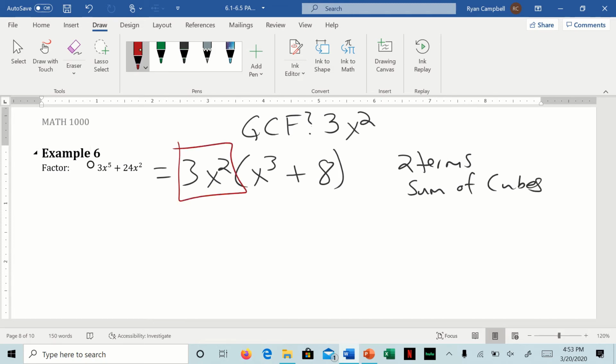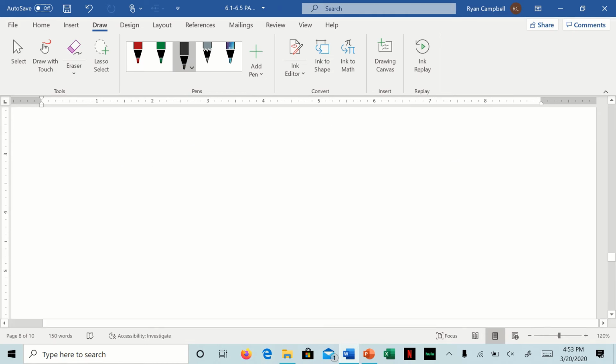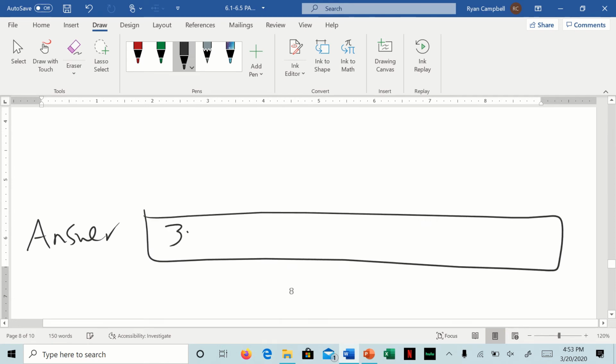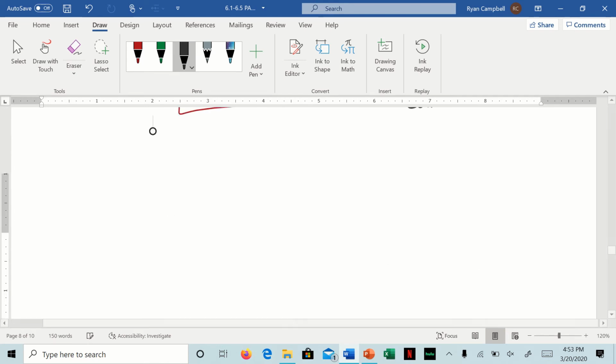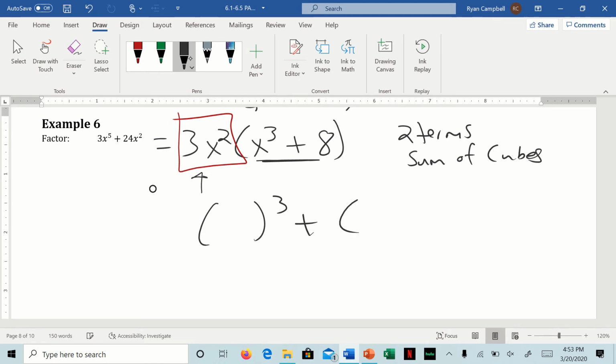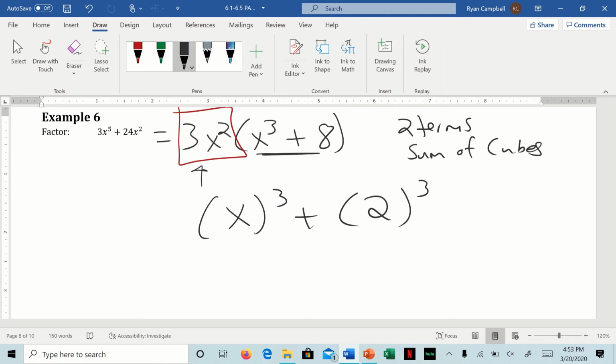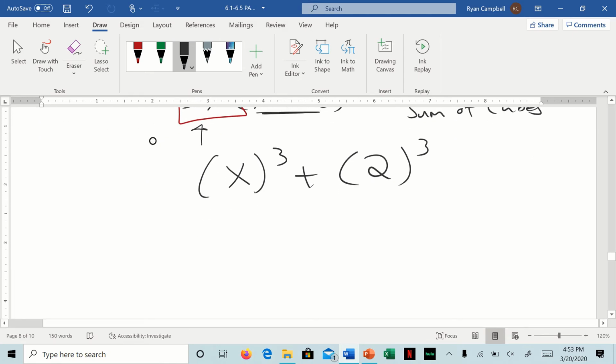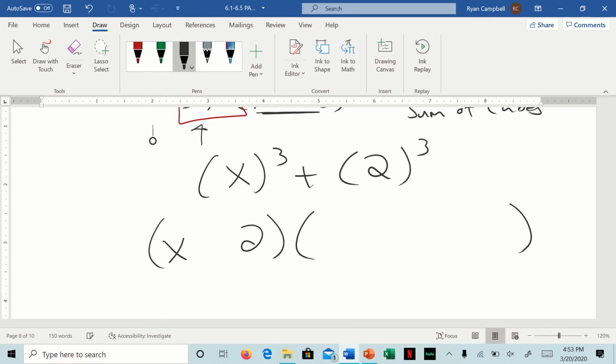So if you want to just write that beginning term out front, so that way you don't forget, make sure that's part of your answer. 3x squared. So now we just got to figure out, this is a monomial, that part's done. So then we got to figure this part out. So what cubed plus what cubed? You see it's an x and a 2, right? All right, so that's going to equal, if we remember the formula, x plus 2, x squared, 2x, 2 squared.